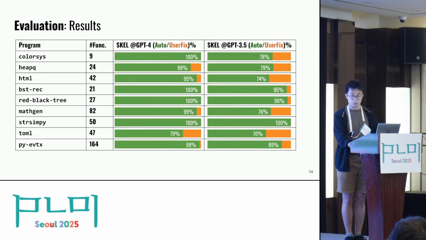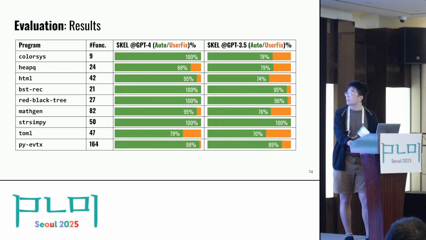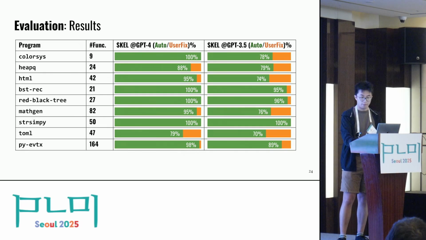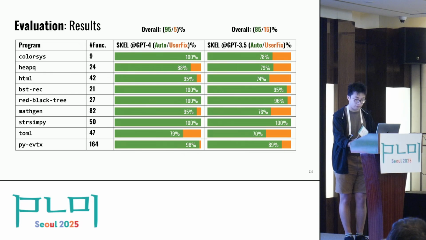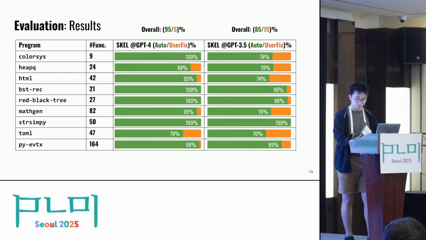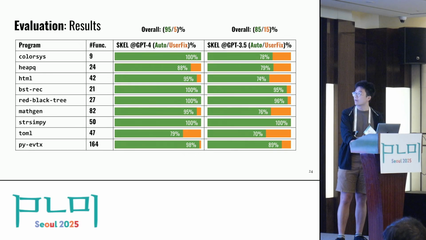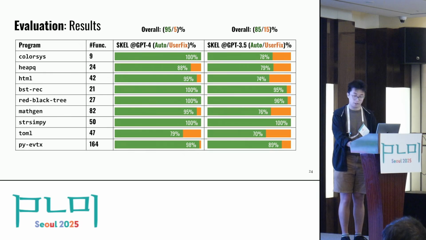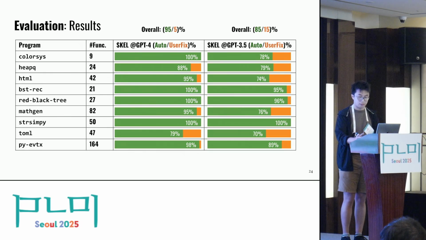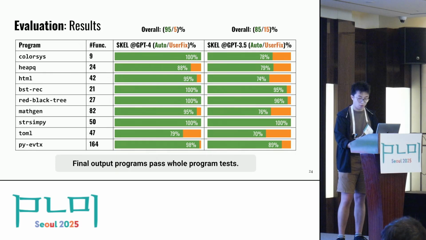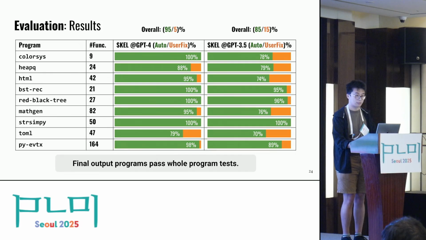So this figure shows the result. We run SKEL with both GPT-4 and GPT-3.5. The green bar shows the percentage of code fragments that are automatically handled by SKEL. And the orange bar shows the fraction of code fragments that need to be fixed by humans to allow the translation loop to continue. So overall, SKEL with GPT-4 can automatically handle 95% of all the code fragments, and SKEL with GPT-3.5 can handle 85%. It is worth noting that after the translation loop terminates, all output programs pass whole program tests.